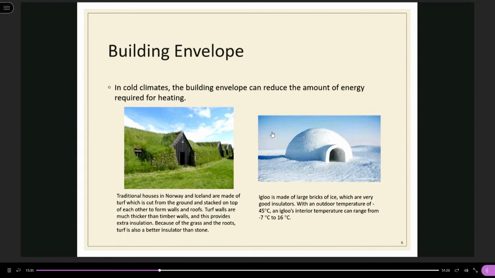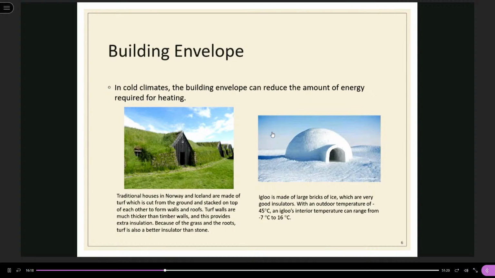So on the right-hand side, this is the igloo. It is made of large bricks of ice, which are very good insulators. With an outdoor temperature of negative 45 degrees, the igloo interior temperature can range from -7 to 16, right? So very impressive. It has the ice, a very good insulator, and they are sealed. Even the door will be sealed. So it provides very good insulation from the exterior, extremely cold weather.